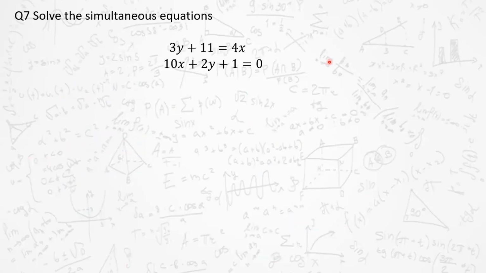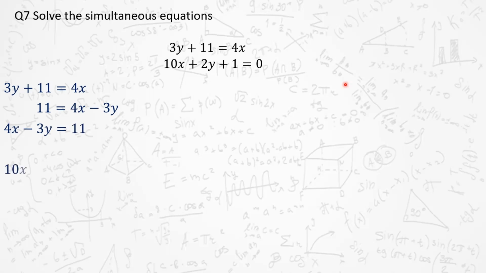Question 7, similarly, different format again. So I have 3y plus 11 equals 4x, then 10x plus 2y plus 1 equals 0. So I treat them respectively by putting them into the format that we normally have. Top equation, 3y plus 11 equals 4x. Take away 3y both sides. We have 4x minus 3y equals 11.